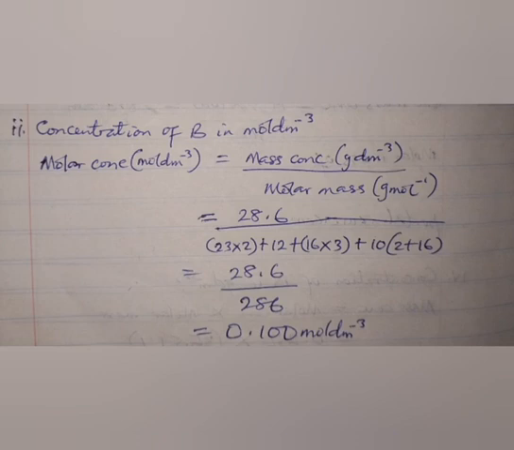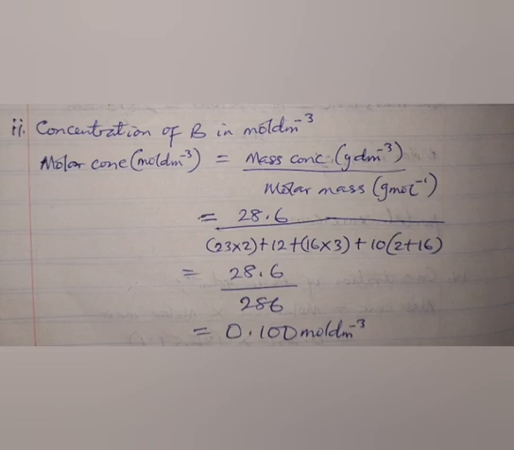Then, number 2, you are asked to calculate the concentration in mole per dm cube. You are going to use the formula: molar concentration is equal to mass concentration over molar mass. This formula, you can also change to mean mass concentration is equal to molar concentration times molar mass. That's if you cross multiply, you can do it in different ways. But this formula is very important. Don't forget that.